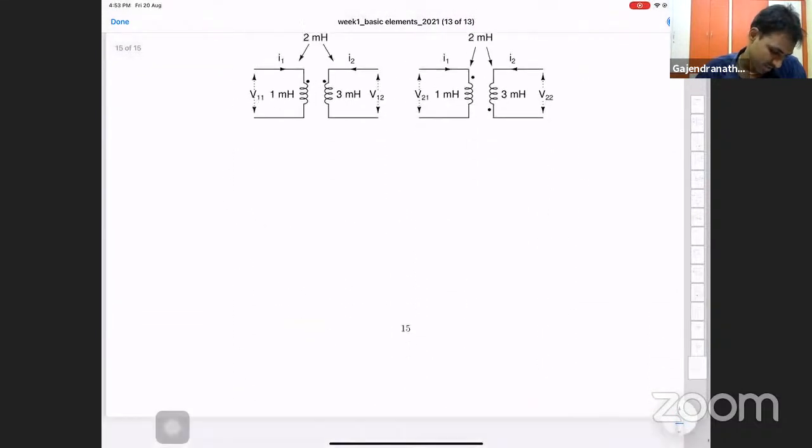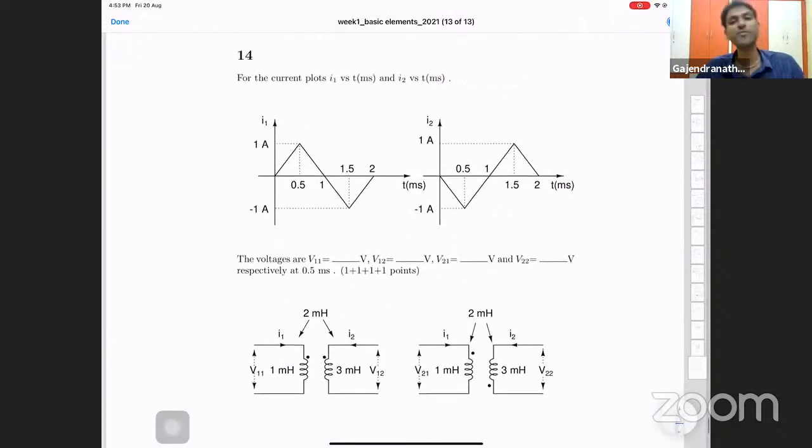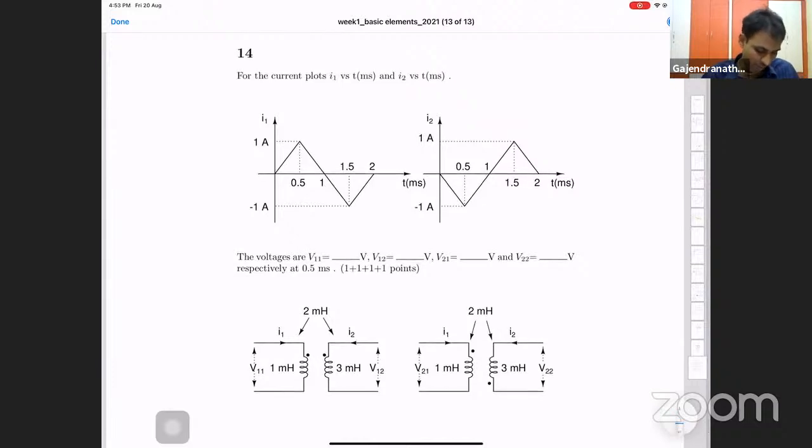Okay. So this question we will do. We have done this similar question last time, so we will again do this question now as a practice problem. How do we do this question? What are we interested in? We are interested in finding V11, and we are also interested in finding V21, V22, V12, all the voltages. So let me try to show you how to find V11.